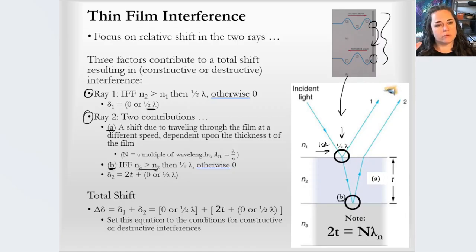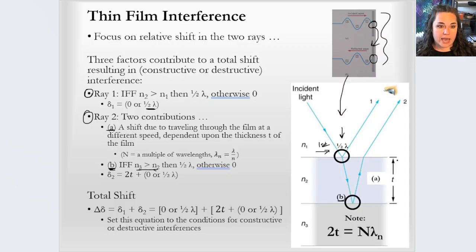If it goes from, say, air, soap, air, like if I have a soapy thin film, there's air on one side and air on the other, then N3 is less than N2 and I would get a 0 phase shift at that interface. So you need to be evaluating your N values, your indices of refraction, at each different interface to determine if there's a phase shift because of that.